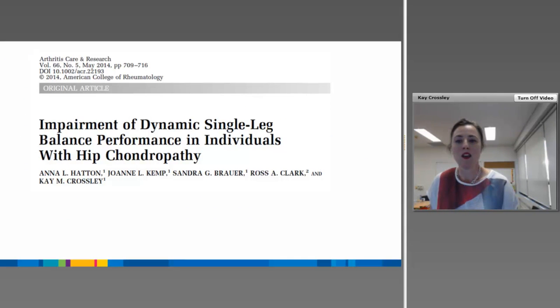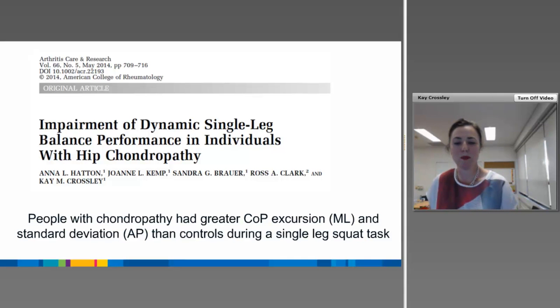So what about balance and other functional tasks? And this was a study where we looked at dynamic single leg balance in people with hip chondropathy. And what we found was that patients with chondropathy had a greater centre of pressure excursion in the mediolateral plane and also a greater standard deviation in the AP plane where they shook more than controls during a single leg task, a single leg squatting task.